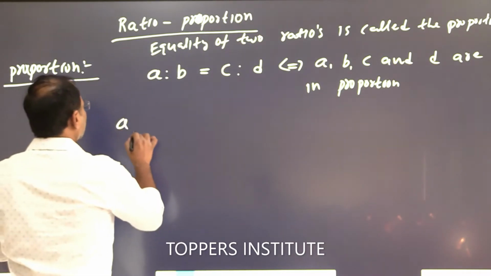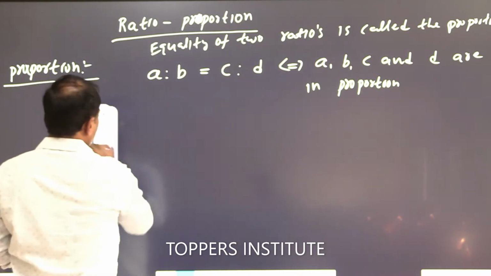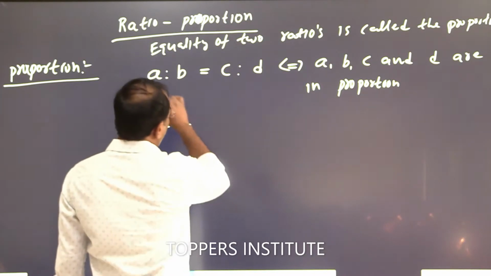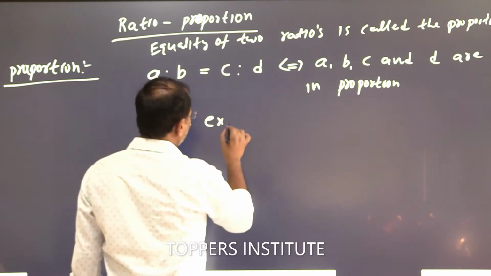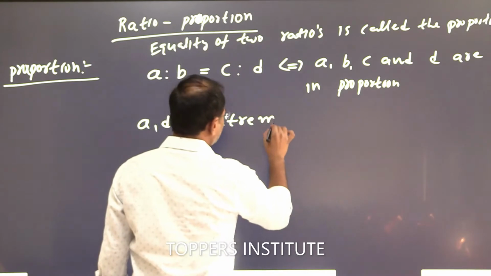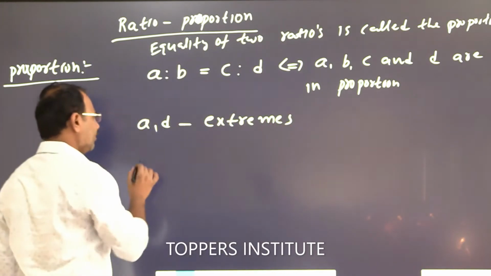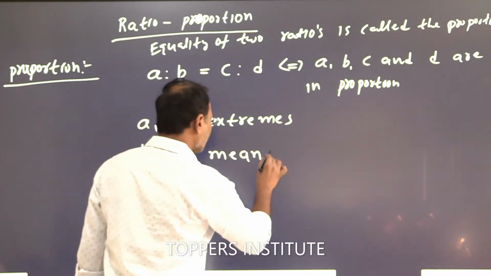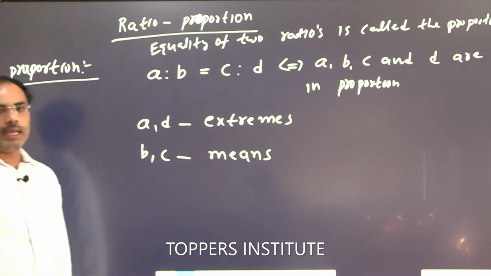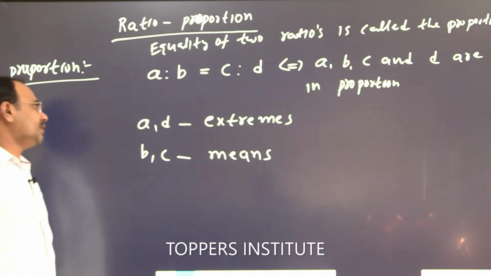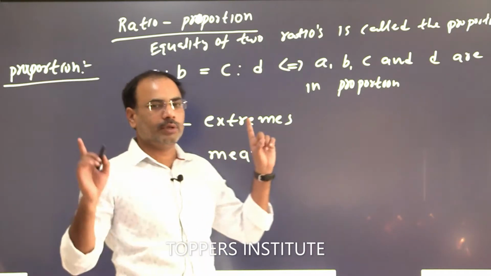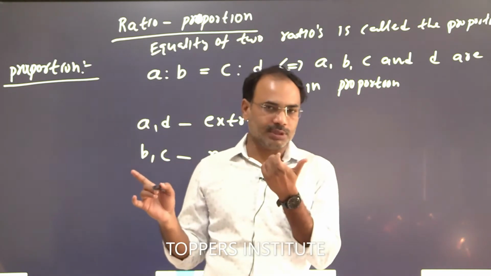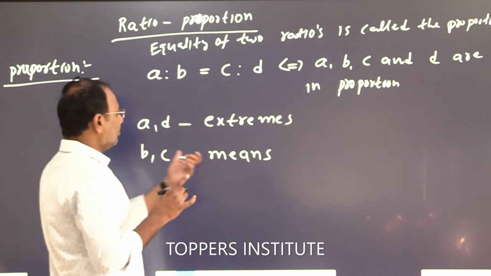Here A and D are the terms, and A and D are called extremes. Then B and C are means. Here A and D are extremes, B and C are means. Here we have four terms. Of the four terms, the two at the ends are called extremes, and the terms in the middle are called means.